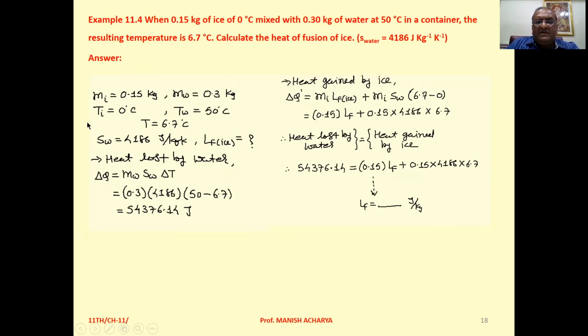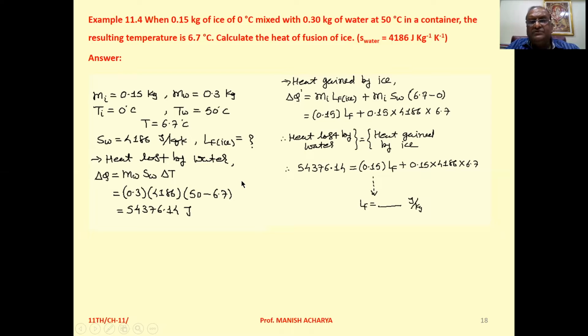Now see, first the mass of ice given to you is 0.15 kilogram. Mass of water is 0.3 kilogram. Initial temperature of ice is 0 degrees Celsius, and initial temperature of water is 50 degrees Celsius. Final temperature of the mixture is 6.7 degrees Celsius. Specific heat capacity of water is given to you, 4186 joule per kilogram Kelvin. Now we want to calculate the latent heat of fusion for ice.